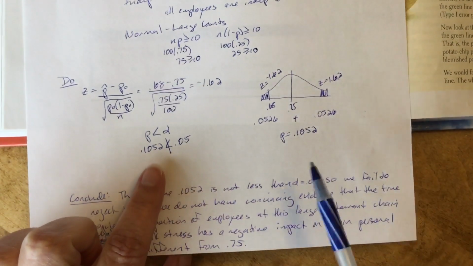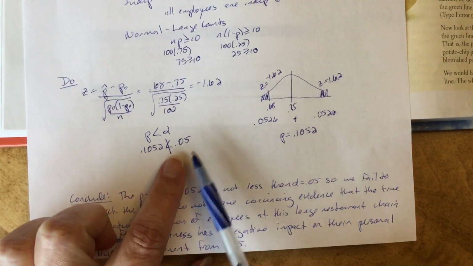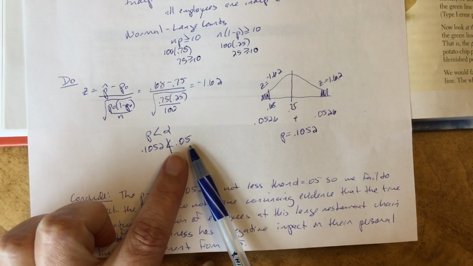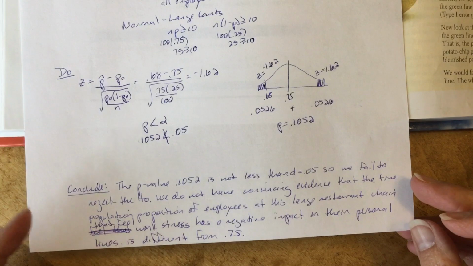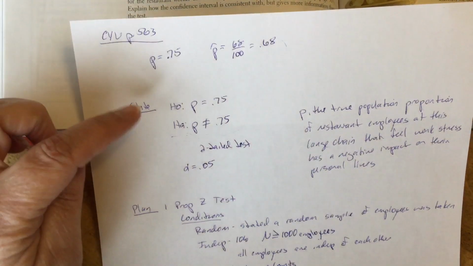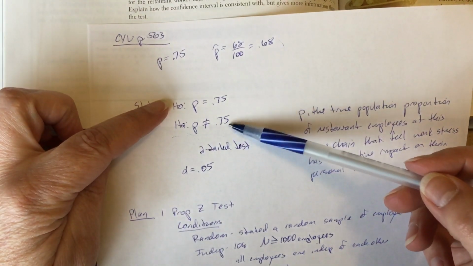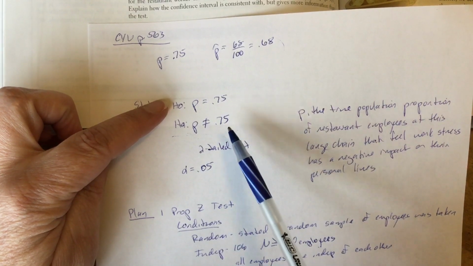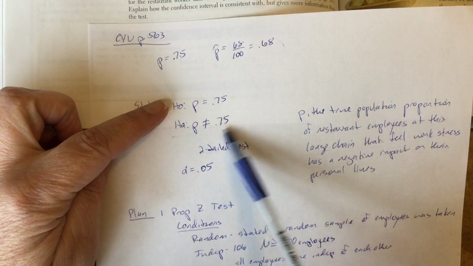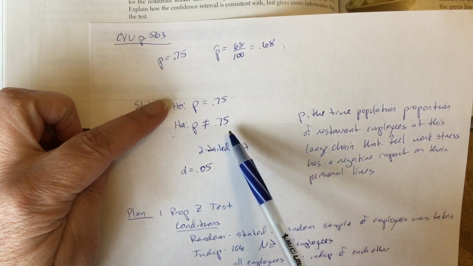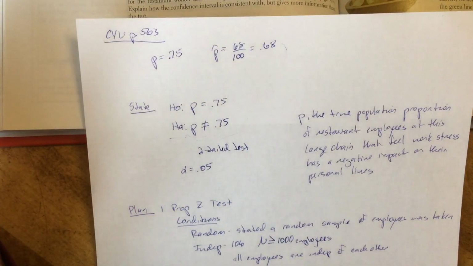And what we did, we evaluated our p-value against an alpha of 0.05. And since the p was not less than the 0.05 alpha, we failed to reject the H0. So we did not have convincing evidence that the true population proportion of restaurant employees at this large chain that feel work stress has a negative impact on their lives is different than 0.75. So basically, we think it is 0.75, okay?